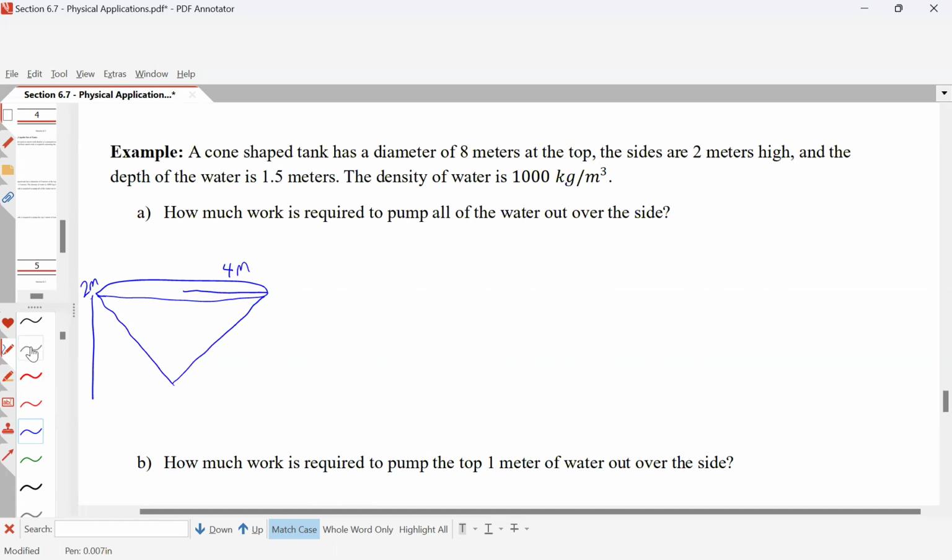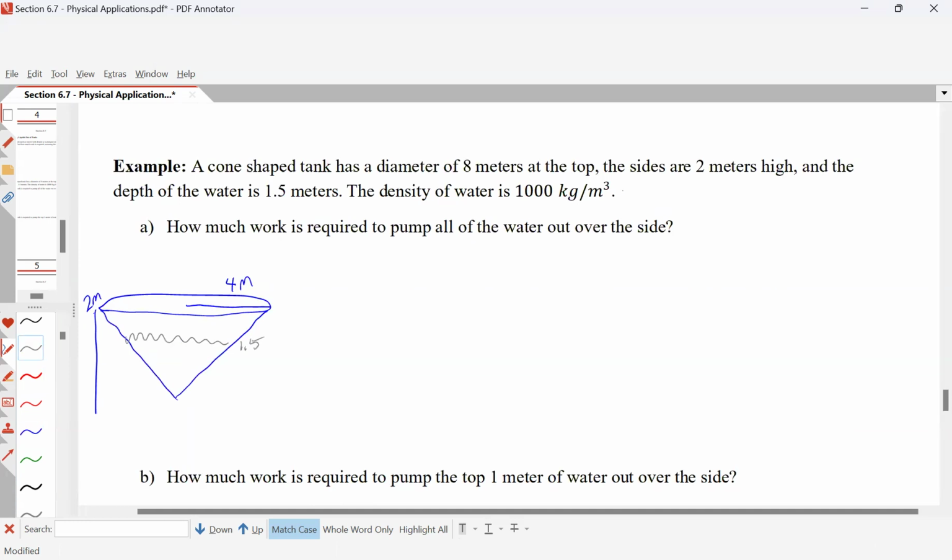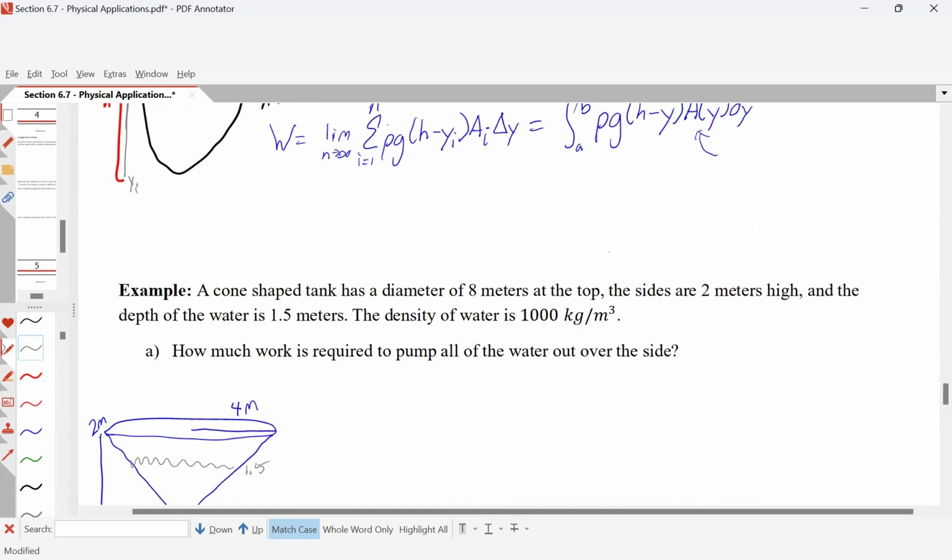The depth of the water is only 1.5 meters, and the density of water is 1,000 kilograms per meter cubed. How much work is required to pump all the water out over the side? We have the integral from a to b of rho g (h minus y) times the area of y, dy.